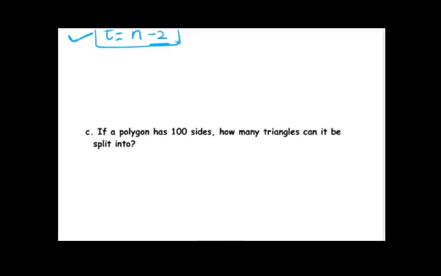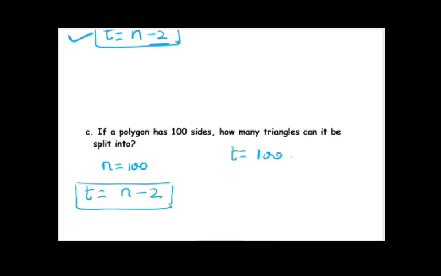Question 6c says, if a polygon has 100 sides, okay, so number of sides equal to 100, how many triangles can it be split into? So triangles is equal to number of sides minus 2. This is what we derived, correct? So let's substitute. T is equal to number of sides 100 minus 2. So number of triangles that I will get from a 100-sided figure will be 98 triangles.